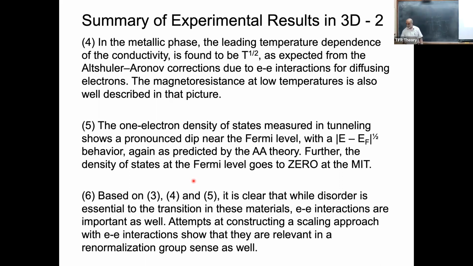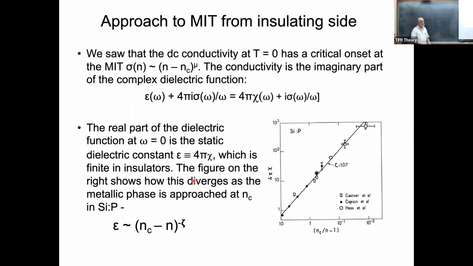So let me go now to experiments that approach the metal insulator transition from the insulating side rather. So far, we all saw conductivity, we saw tunneling density of states, things like that from the metallic side. But you can also do experiments on the insulating side. And one of the things that you can do is you can measure the dielectric constant. You measure the capacitance. That gives you the dielectric constant of your material.